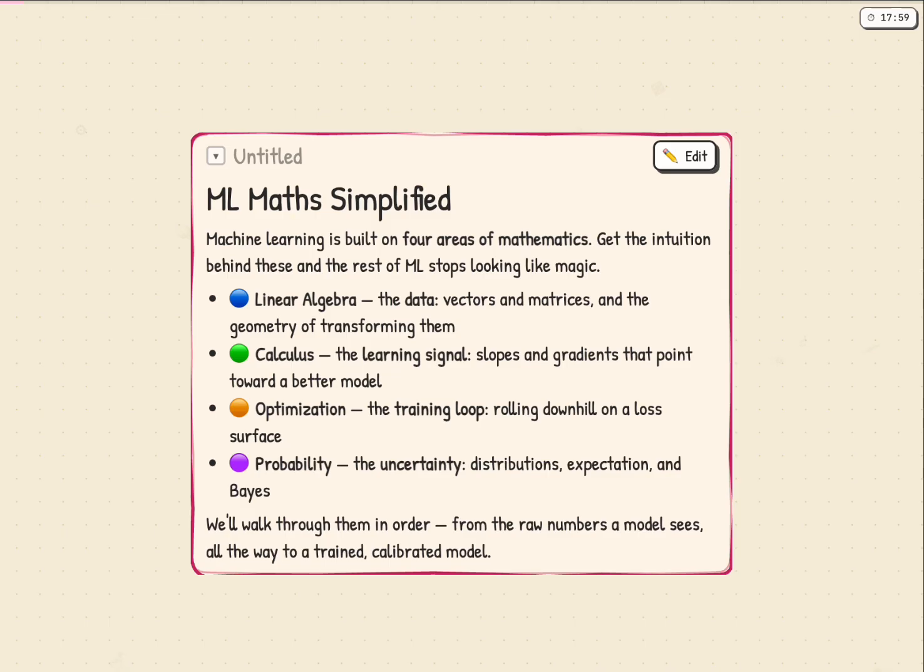We'll walk through all 4 in order, starting from the rawest numbers a model sees, and ending with a trained, calibrated model. But before any of that, I want to start with a simple, almost playful idea. The idea that one single problem can be solved in many different forms. Let's begin there. Here is the big idea for this first chapter.